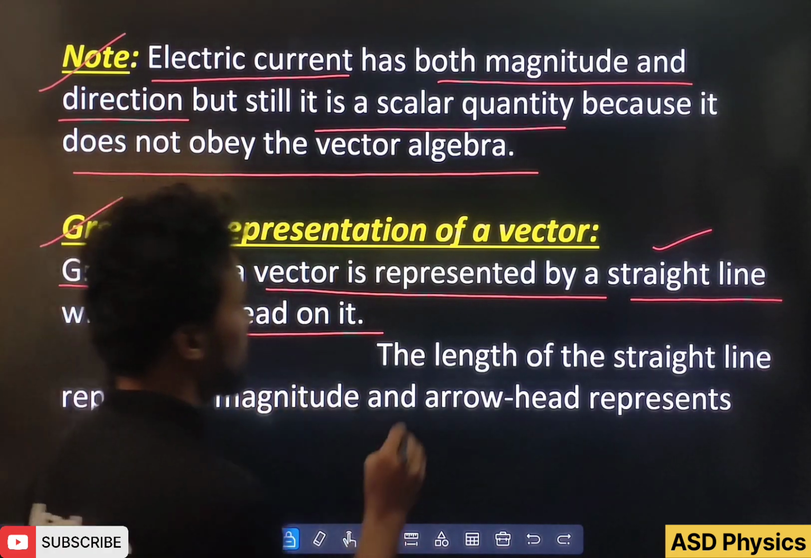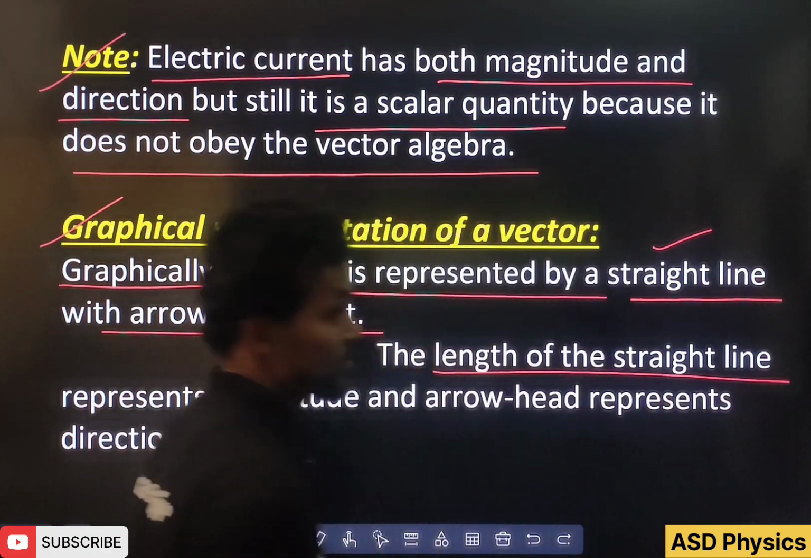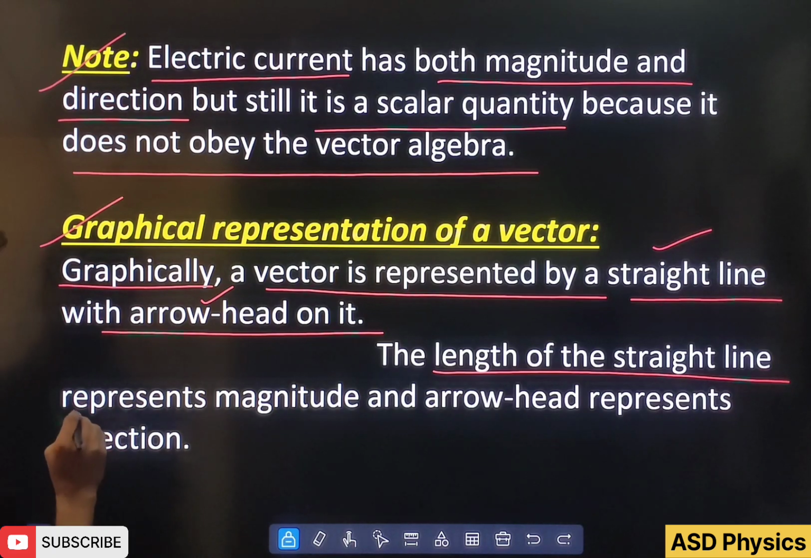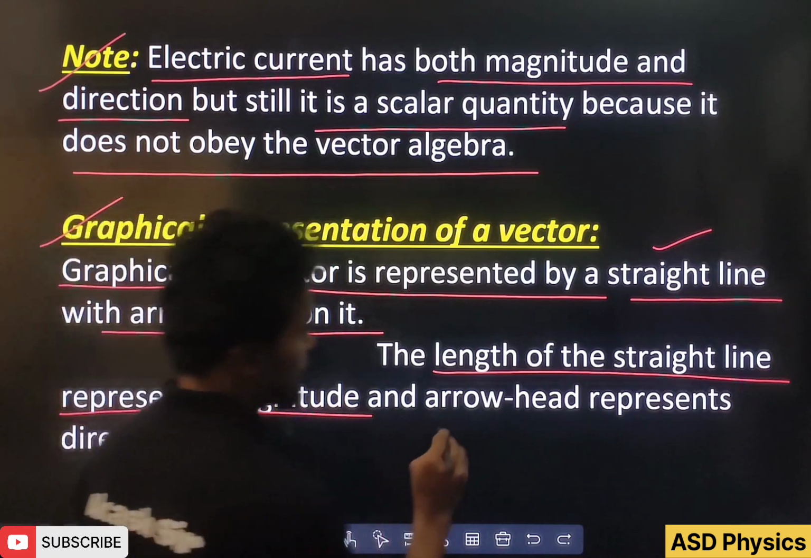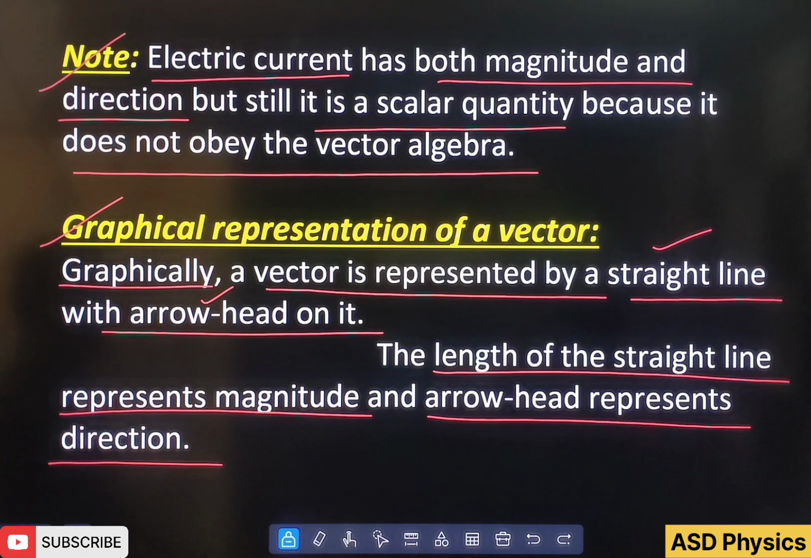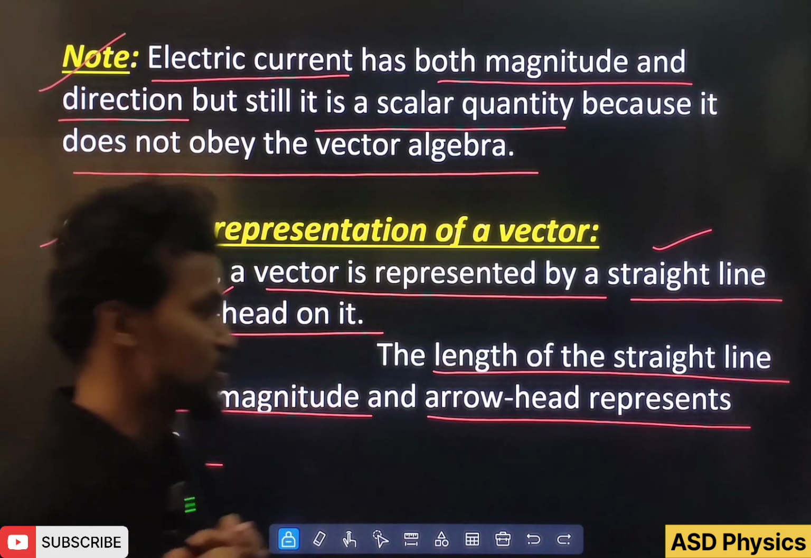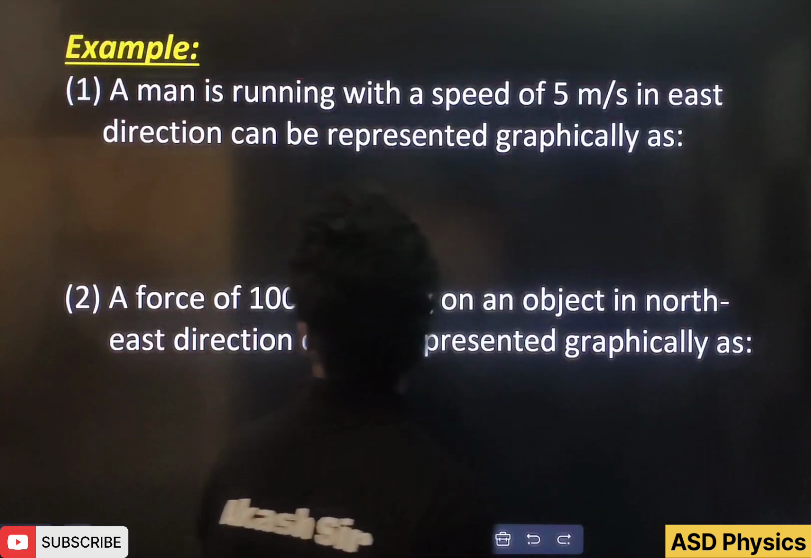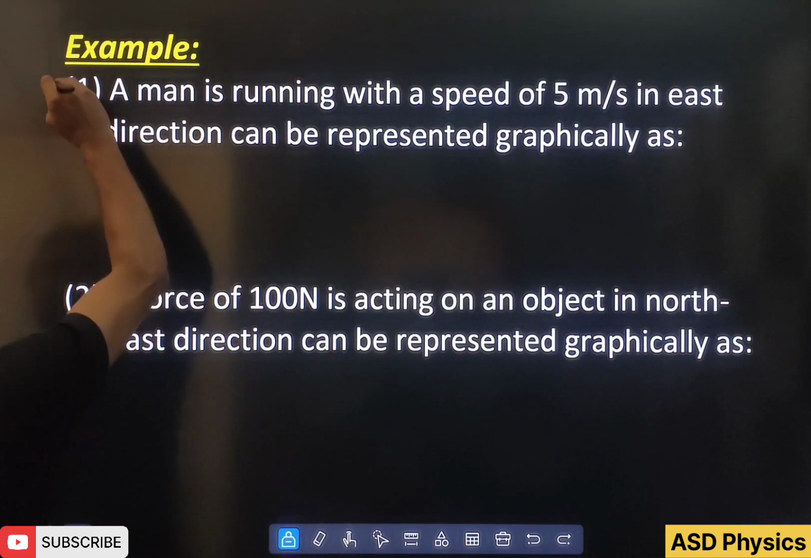Now, after that, the length of the straight line represents magnitude and the arrowhead represents direction. Okay students, this thing we have to remember for the graphical representation. Now let's see some examples of how to graphically represent a vector.